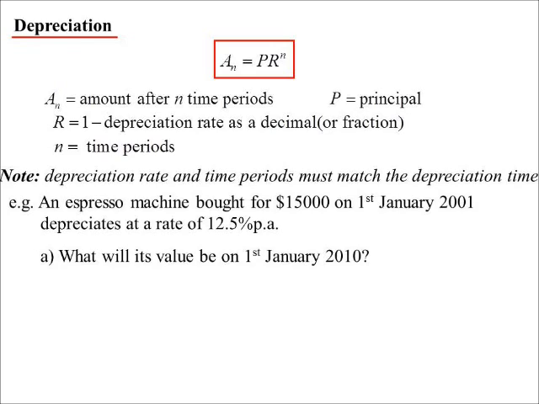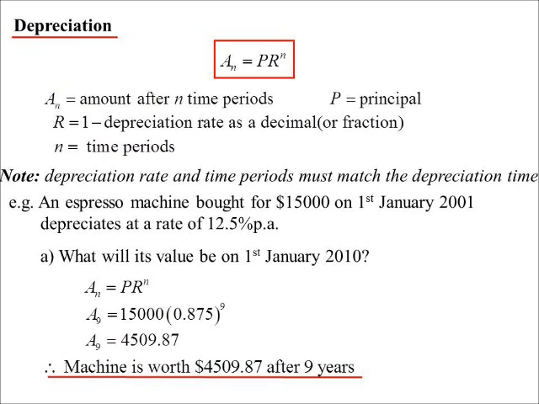So, an espresso machine. They tell me that's a coffee machine. So $15,000. Whoa. I knew there's a reason I didn't drink coffee. $15,000. Depreciates at a rate of 12.5% per annum. What's its value going to be in 2010? So 12.5, it's per annum, so it's all right. I don't have to do anything with the interest rate. But remember, it's 1 minus 12.5%, hence the 0.875. And it's 9 years. And so there's its value, $4,500.